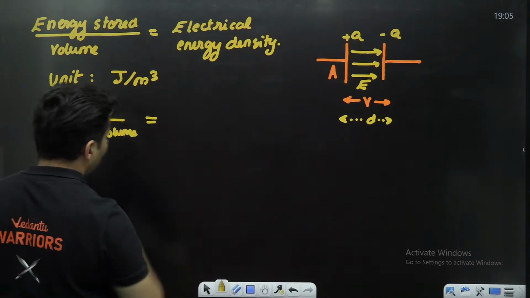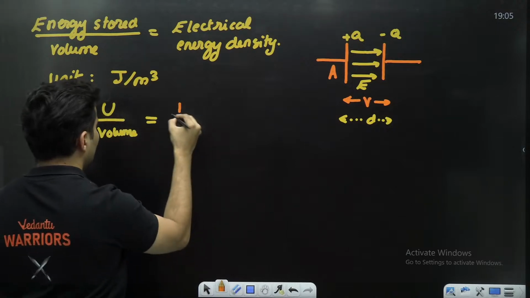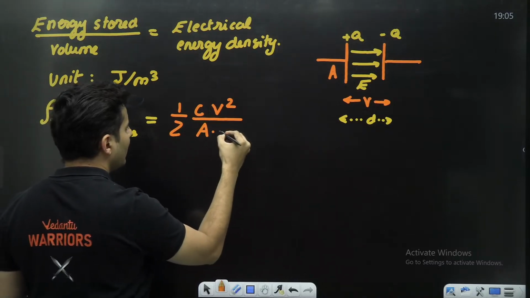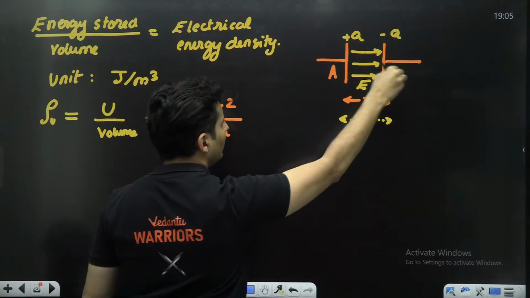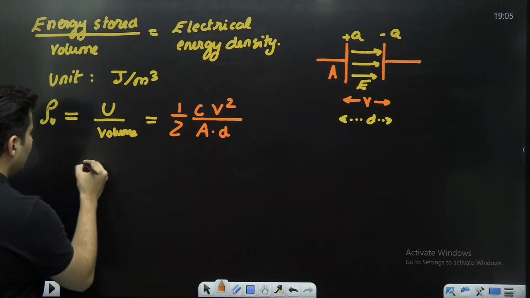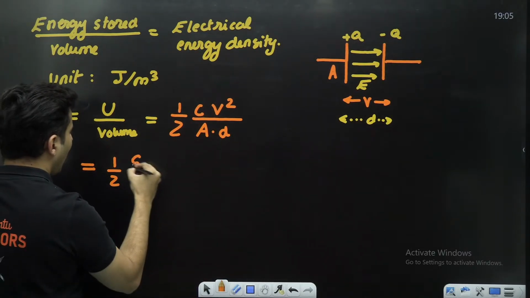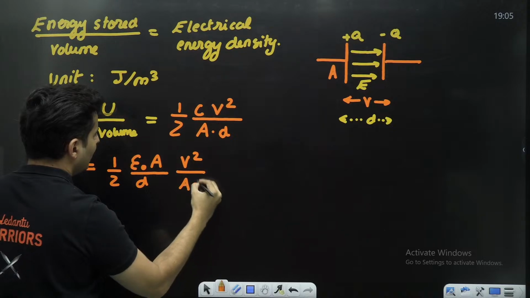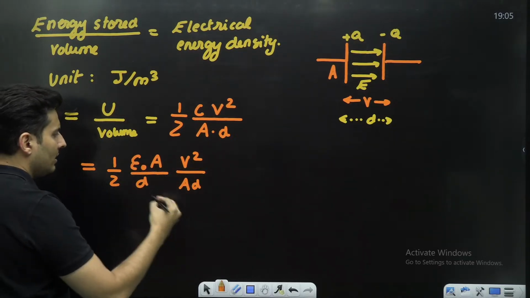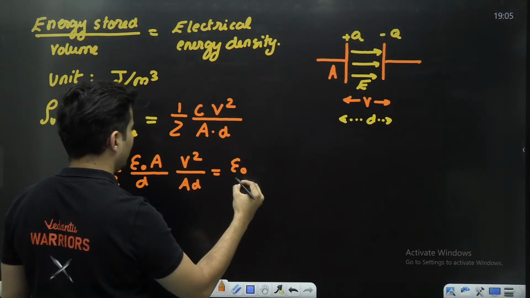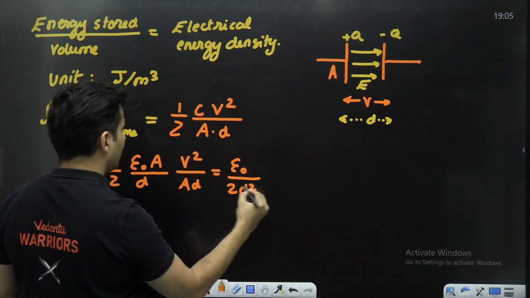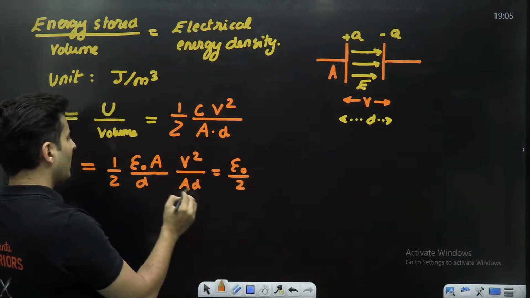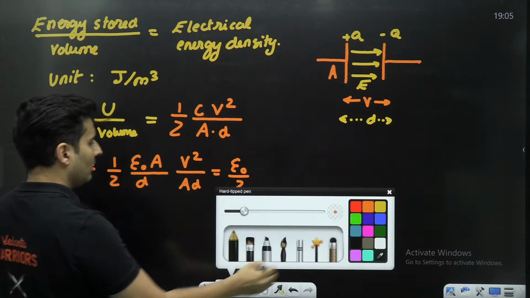Now, the energy stored inside the capacitor, I just told you, is half C V square. And the volume is nothing but area into the gap. Area into the distance is the volume. But wait a minute, capacitance we know is epsilon naught A divided by D. Voltage square divided by AD. A and A got cancelled, so it will become epsilon naught by 2D square. So I can just write it as epsilon naught by 2.